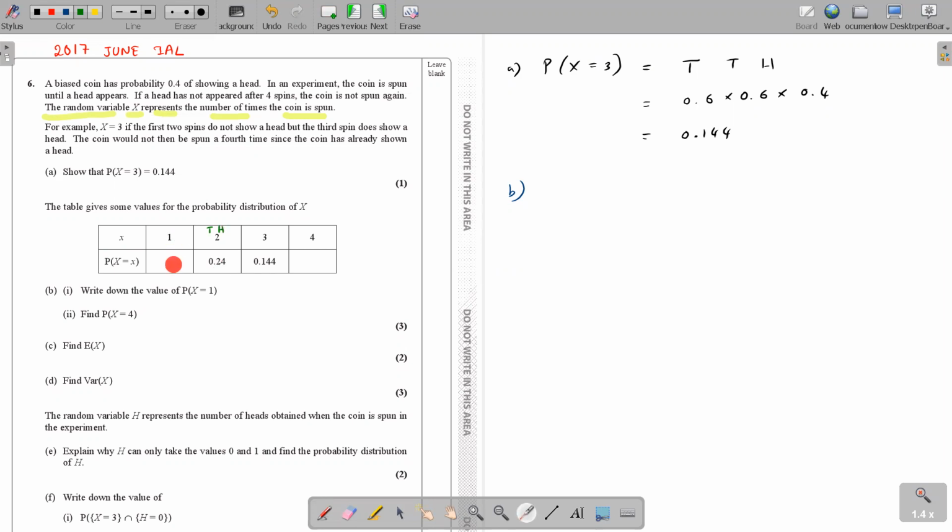How do you get only one spin? You have to get a head on the first try. Yeah, first try you get it. So then how much is the answer? 0.4. Okay, so that answer is 0.4.